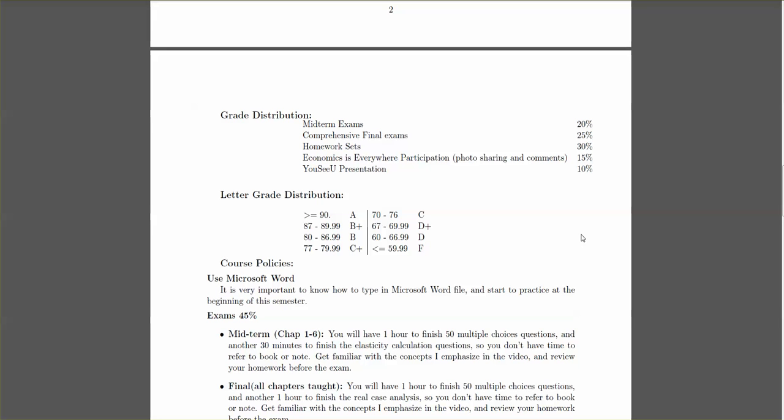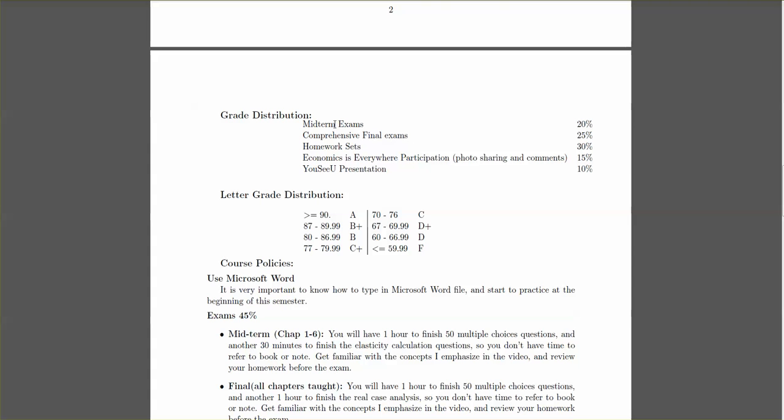So in this part of the video, I will talk about the grade and the homework assignment. In order to get a final grade, you need to finish 5 parts of work: the midterm exam, the comprehensive final exam, the homework set, the Economics Everywhere participation, and the last one is a presentation.